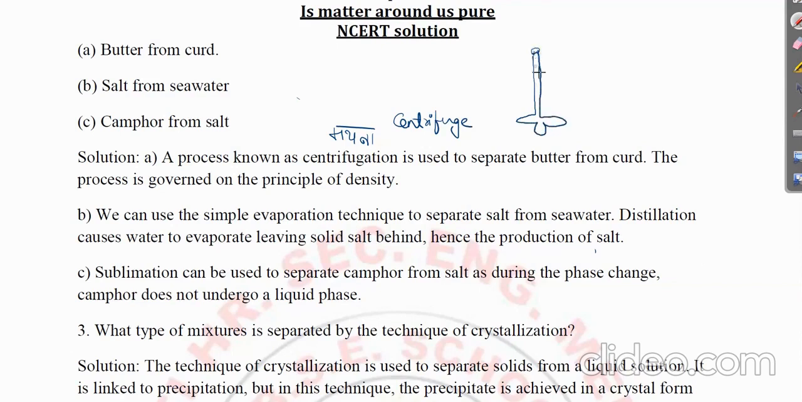Okay, so this is a centrifuge. In English we call it a centrifuge. So this centrifuge will be used, and what we will do is rotate it.